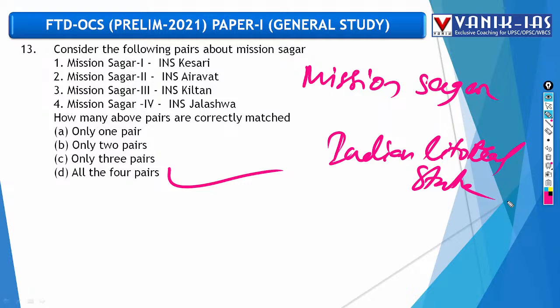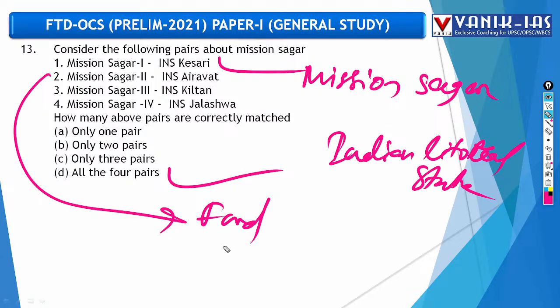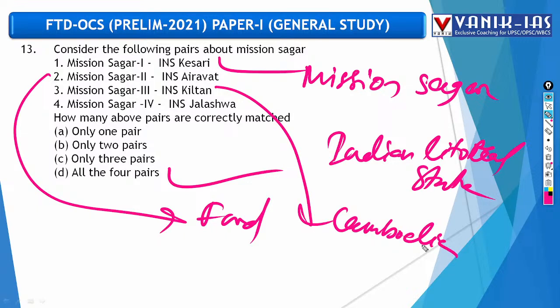In the earlier mission, INS Kesari delivered medicines. Mission Sagar 2 took food to Maldives, Mauritius, Seychelles, Madagascar, Comoros. Sagar 3, INS Kiltan, went to Cambodia. This is humanitarian assistance and disaster response, also called HADR. Mission Sagar 3 is HADR assistance.